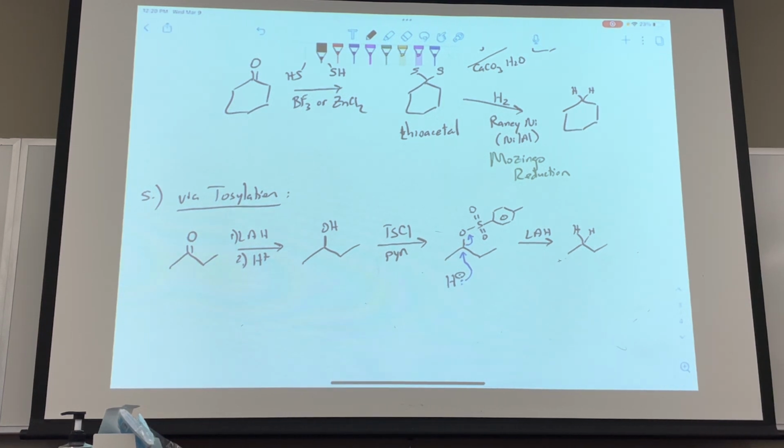Do we have to go through all of those? Yeah, if you're trying to do it through tosylation, you have to kind of go through this entire process, which is why I said I think I would prefer to use one of the other methods if possible, because this is kind of labor intensive.